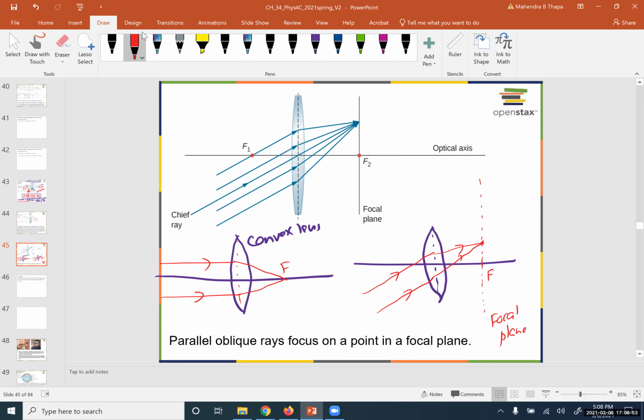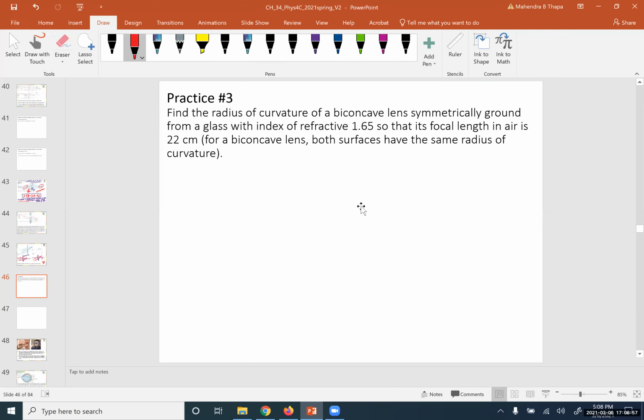If you understand up to this point, you can practice this question by using the equations you have already known.